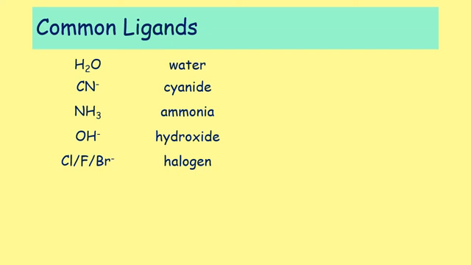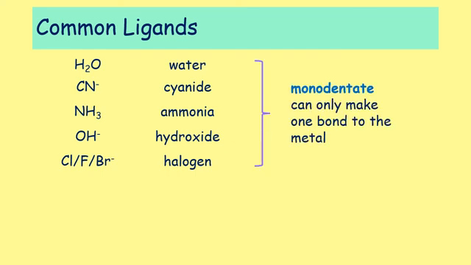Now, these ligands can only form one bond, and they get called monodentate. Mono means one. Dentate actually means teeth, and it is because we sometimes describe transition metal complexes as the ligands biting onto the transition metal. So these ones, when they bite, they've only got one tooth to bite with. So they're only going to form one bond. Not every ligand will form one bond. Some are capable of forming more than one.